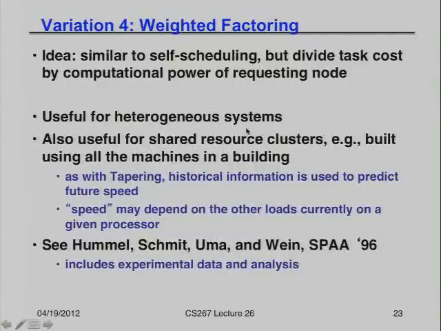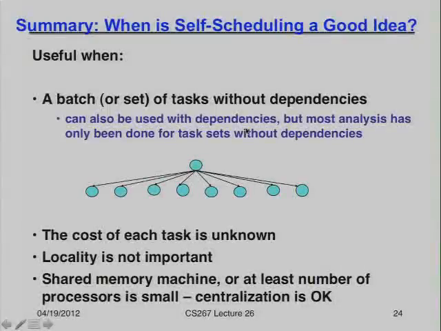Okay. So those were the 4 ways of doing centralized scheduling. And so when is this a good idea? Just to summarize here, it's a bunch of tasks when there are no dependencies on them, so I can assign anybody to any processor, and I don't have to worry about communication. When I don't know the cost of a task necessarily, and when locality is not important, and when the cost of centralization is small, of having this centralized work queue is not a big bottleneck.